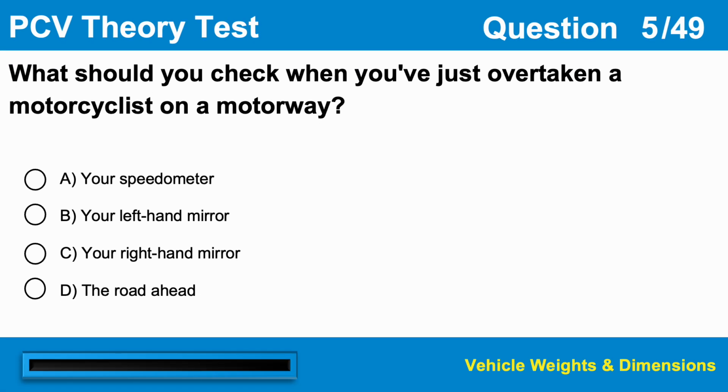Question 5. What should you check when you've just overtaken a motorcyclist on a motorway? A. Your speedometer. B. Your left-hand mirror. C. Your right-hand mirror. D. The road ahead.